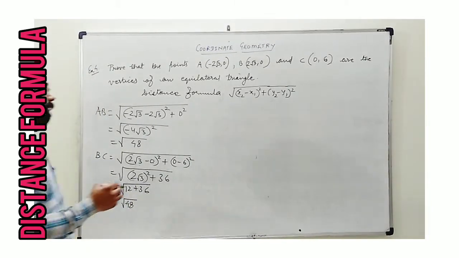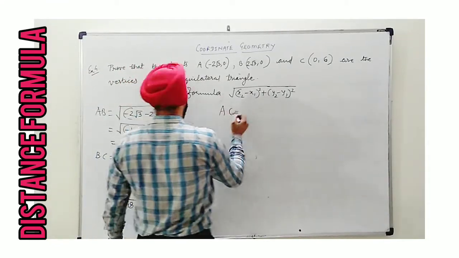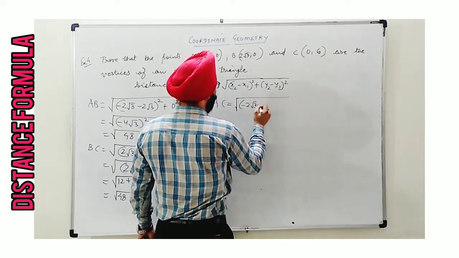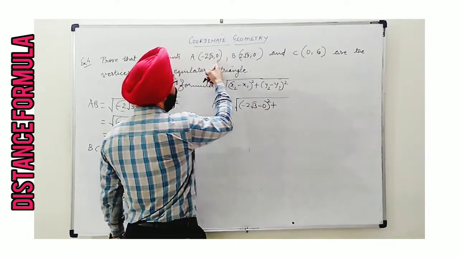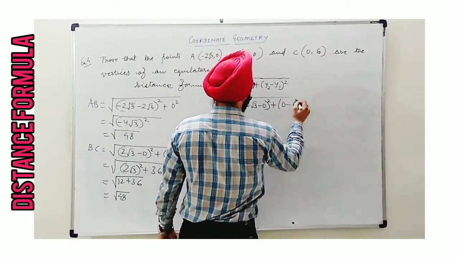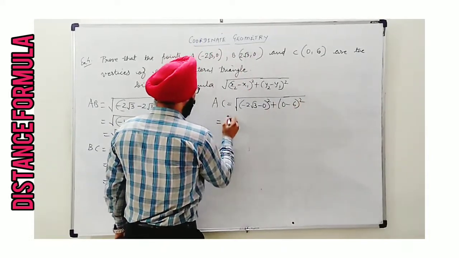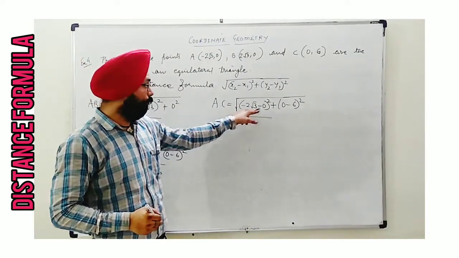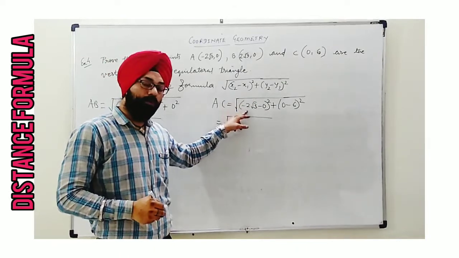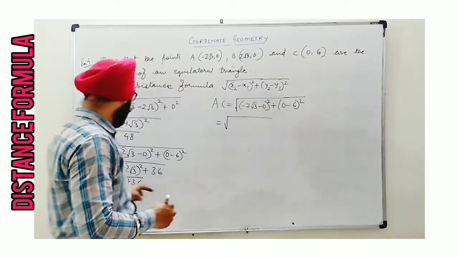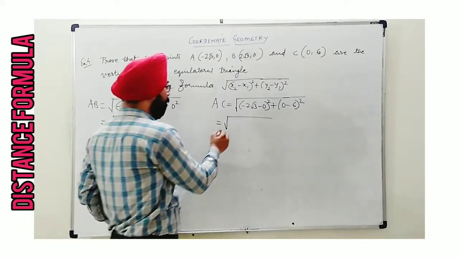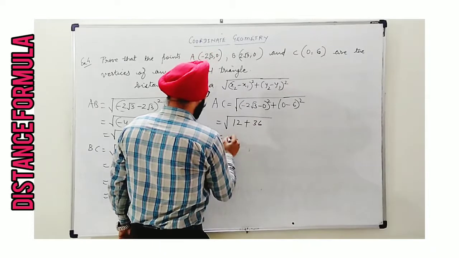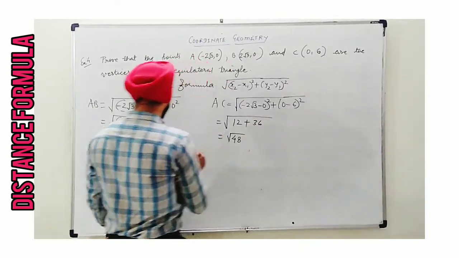Now we find AC by the same formula. So far we have seen taking the difference between first two values: minus 2 root 3 minus 0 whole square plus 0 minus 6 whole square. Now we find the same thing like the previous case. This will become minus 2 root 3 minus 0. So minus 2 root 3 remains as it is. When we square, we have already obtained this will be 12. And 0 minus 6 square will be 36. And again we are having root 48.